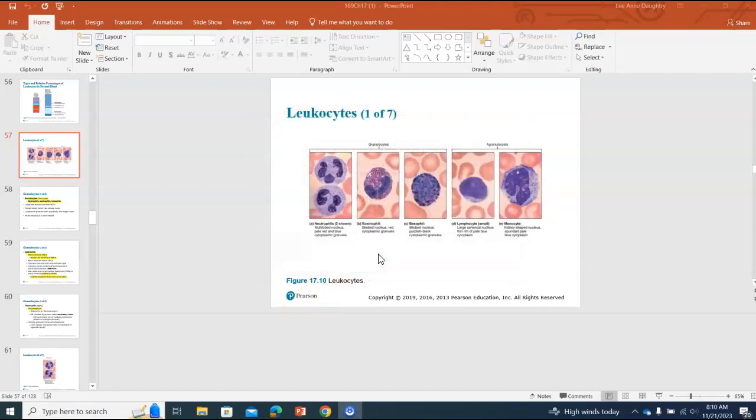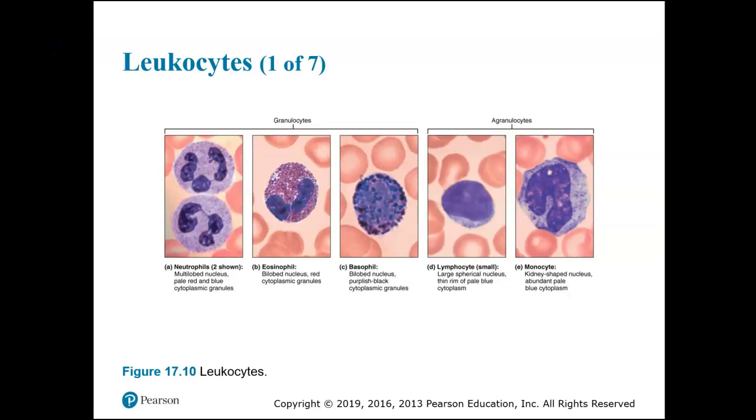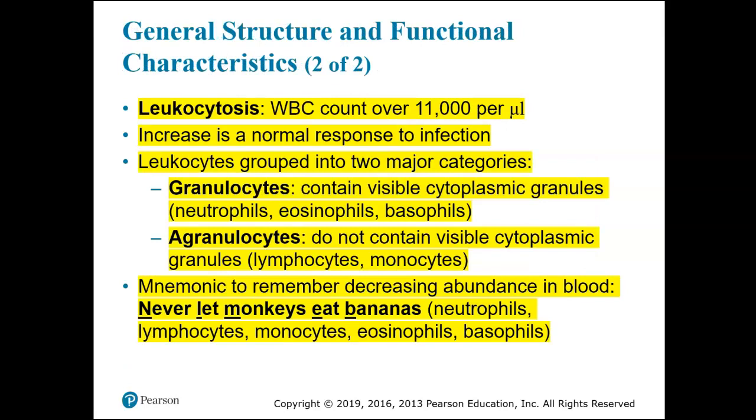We are starting with slide number 57 of the chapter 17 PowerPoint slides. And let me put this in slideshow mode so it'll be larger. Remember the mnemonic sentence that you could say for learning the leukocytes is never let monkeys eat bananas. Down here at the bottom, never let monkeys eat bananas.